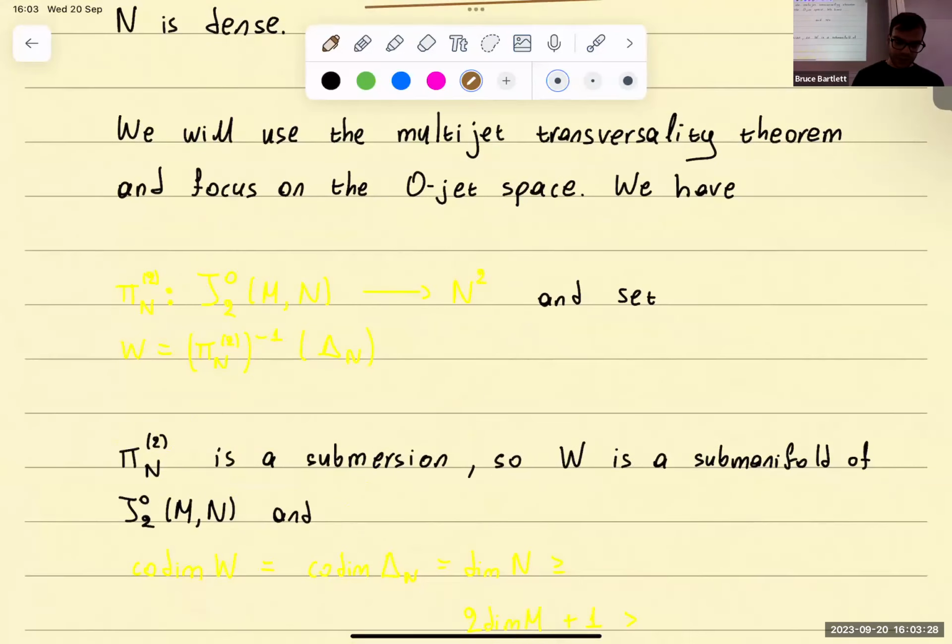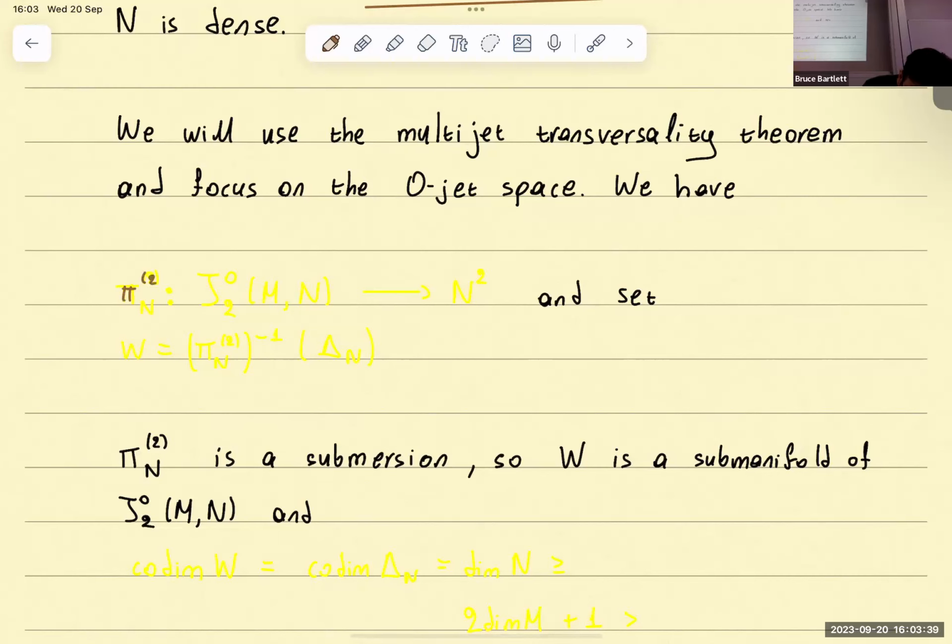And we will use again multi-jet transversality. This is going to be now on the zero jet space. So in the zero jet space, I'm defining pi upper 2 of n. So that's the twofold zero jet space from M to N. And the target is the twofold Cartesian product. And for W, I'm taking the inverse of the diagonal of N under this map.